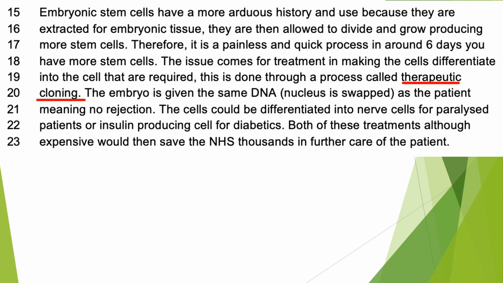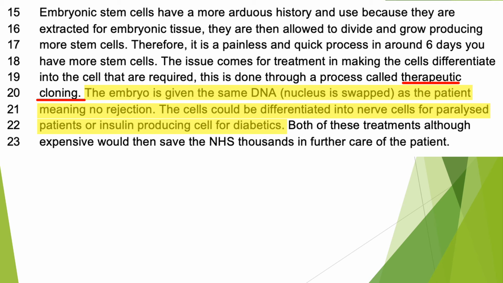So when I mentioned before that you can program certain stem cells to do certain things, this is what I was talking about. The embryo is given the same DNA as the patient, meaning no rejection. So you can take the DNA from the patient, and you can take the stem cells, which were taken from anywhere, it doesn't matter where, and you basically swap the nucleus, or swap the DNA. Then after the stem cells start replicating, you have a bunch of stem cells that have the same DNA as the patient.